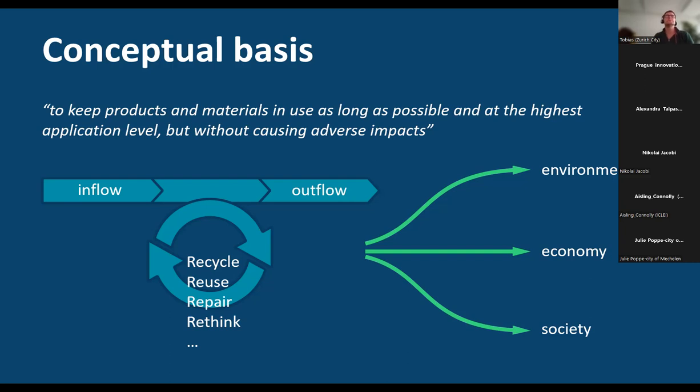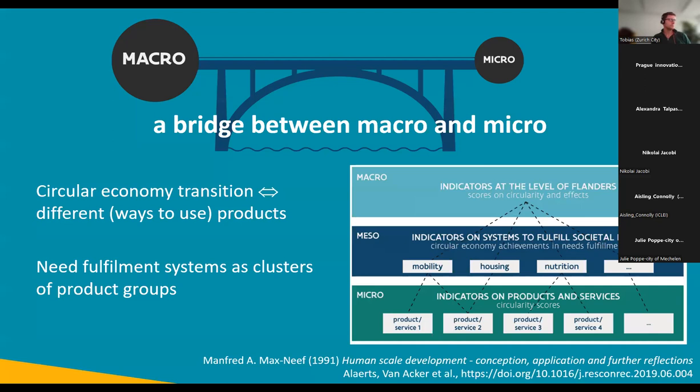One major concern with making the monitor was whether we could make it sufficiently tangible and actionable. We wanted to have more than high-level numbers that are interesting, but not so easy to show progress on in the short term. That's why we tried to make a kind of conceptual bridge between the macro indicators and the more detailed indicators. The idea is, if the economy is a system that fulfills our needs, that will ultimately take place with the products we use and the ways in which we use them.